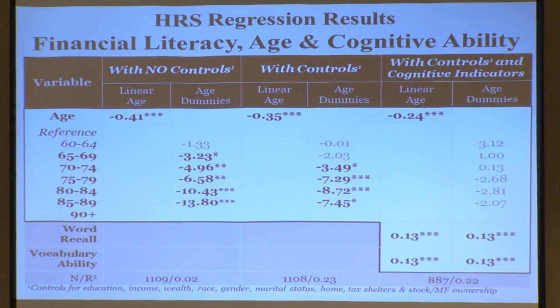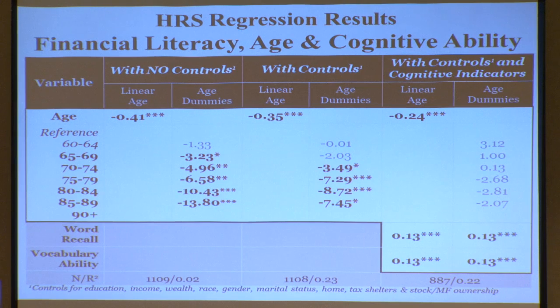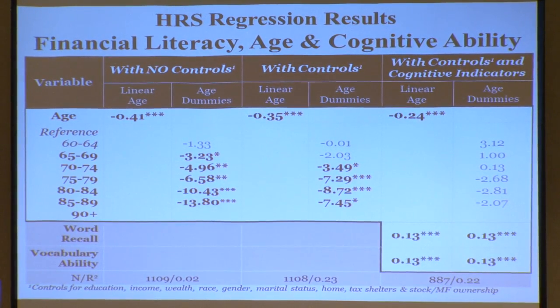So it does go down with age. It doesn't matter if you specify it as a linear variable or with cohorts. And once you start controlling for cognition, the effect becomes much weaker. And actually, when you create different cohort groups, the effect is no longer statistically significant. So we know that once we control for crystallized and fluid intelligence, that decline in financial literacy becomes much weaker. So you can infer that this decline in cognitive decision-making ability is caused in part by a decline in cognition in old age.